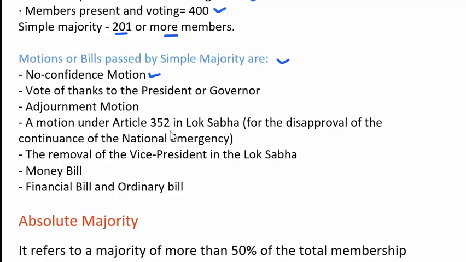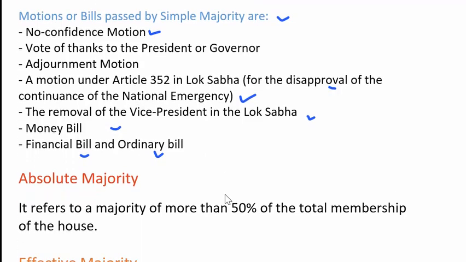A motion under Article 352 in Lok Sabha, it is passed for the disapproval of the continuance of the national emergency. It requires simple majority. The removal of the vice president in the Lok Sabha, money bill, finance bill and ordinary bill. These all require simple majority.